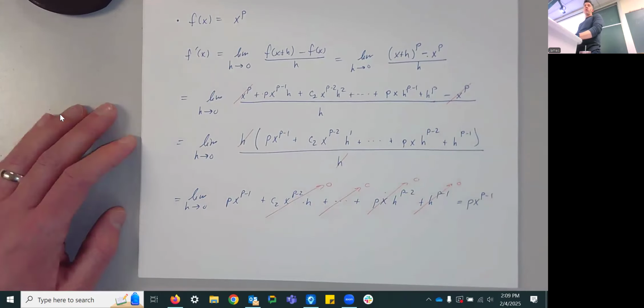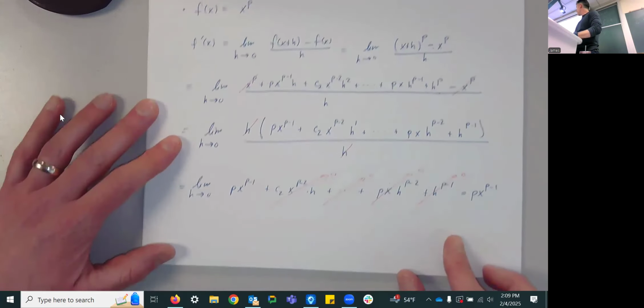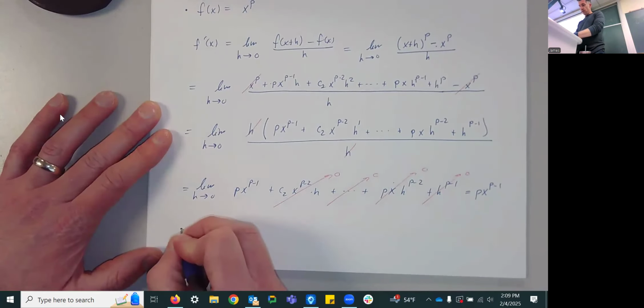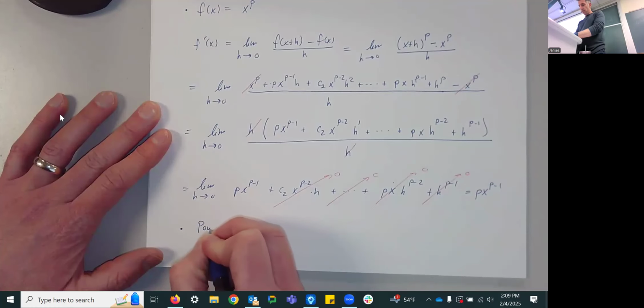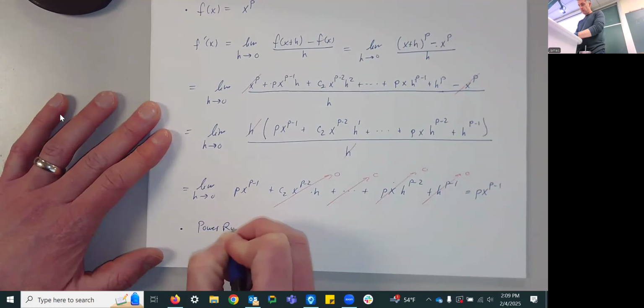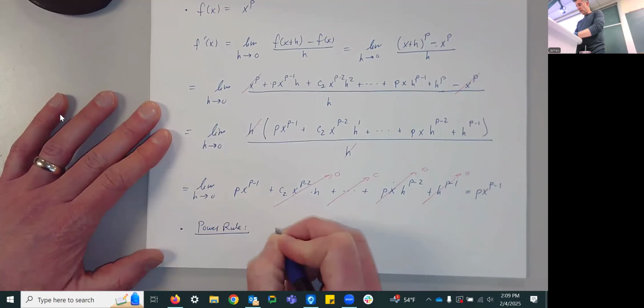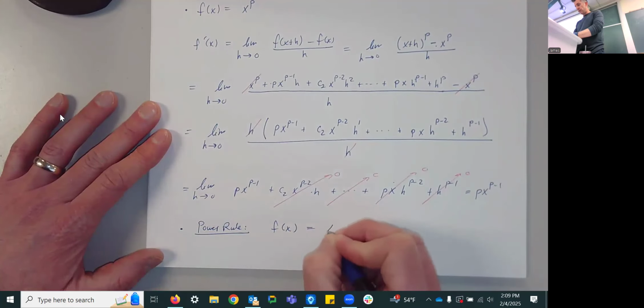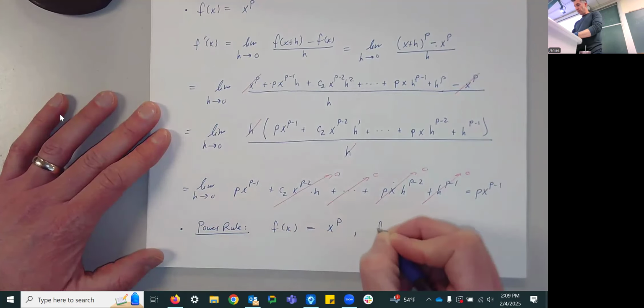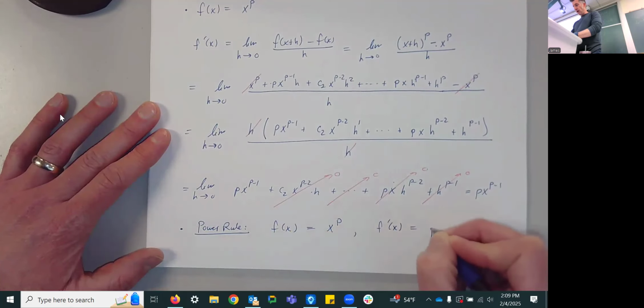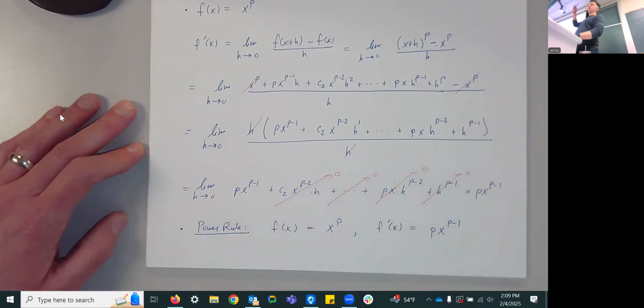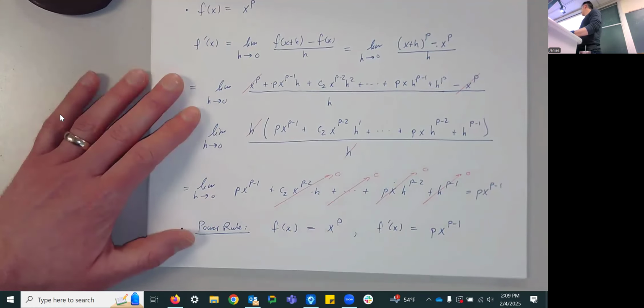Which is known as the power rule. So it is true that if your function is f of x equal to x to some power, then your derivative of that is that power times x to the power minus 1. Or as you say, the power comes down and then the new power is 1 less.